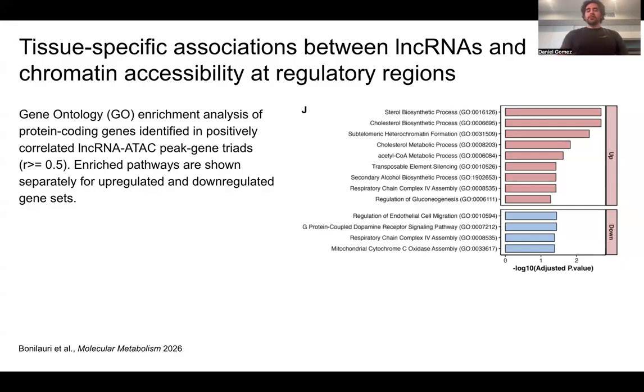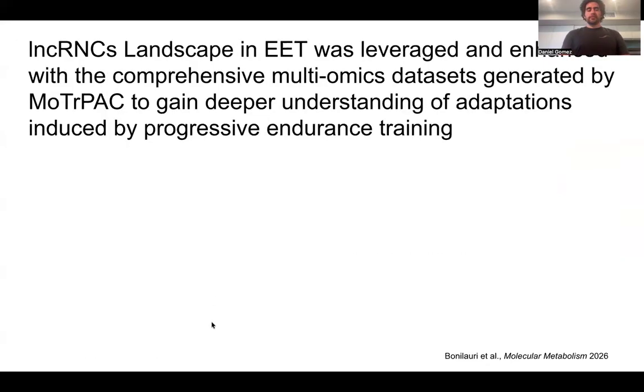Downregulated is regulation of endothelial cell migration and the G-coupled protein dopamine signaling pathway, and respiratory chain complex 4 assembly, which is right before the ATP synthase, and the mitochondrial cytochrome C oxidase assembly. So those are the enrichment pathways that are separated for upregulated and downregulated gene sets.